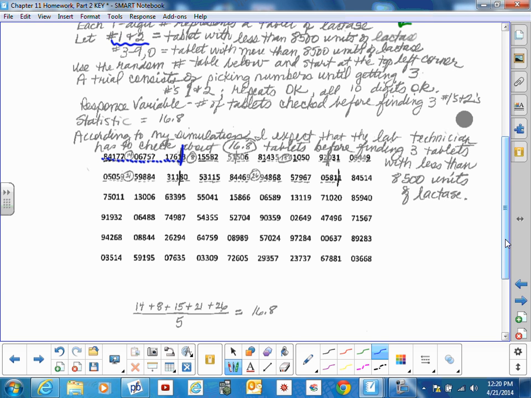The first was 14. This trial I had to examine 8. This trial I had to examine 15. This trial I had to examine 21, and this trial I had to examine 26. So on average, I had to examine 16.8 according to my simulation. On average, the lab technician would have to examine about 16.8 to find 3 that are bad, without sufficient medicine in them.